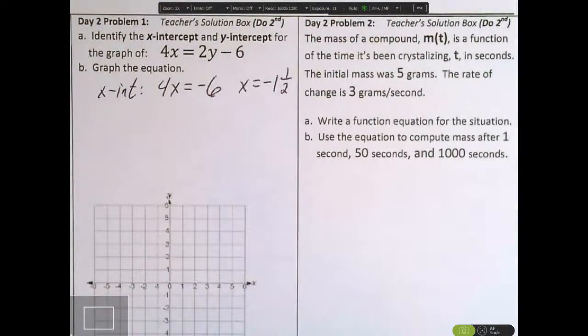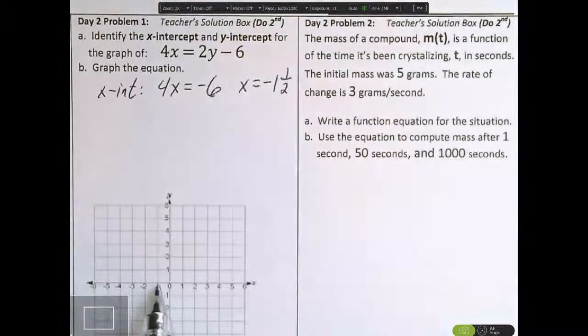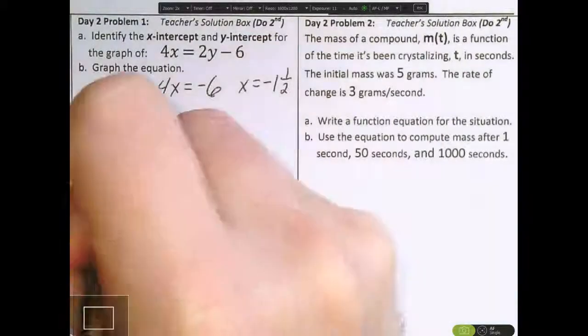When we graph this equation, there's going to be a dot on the x-axis at -1.5. So here in the grid, this is -1, and then right here is 1.5. There's the x-intercept. Okay, now the y-intercept.